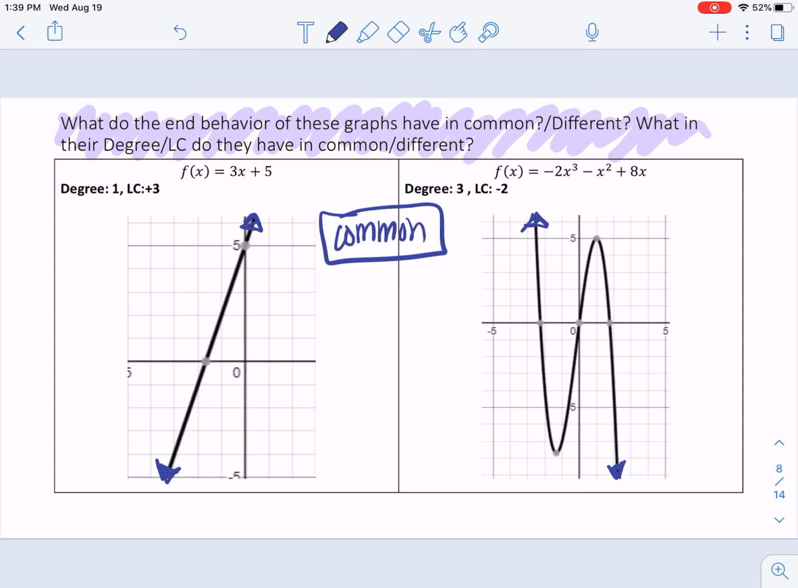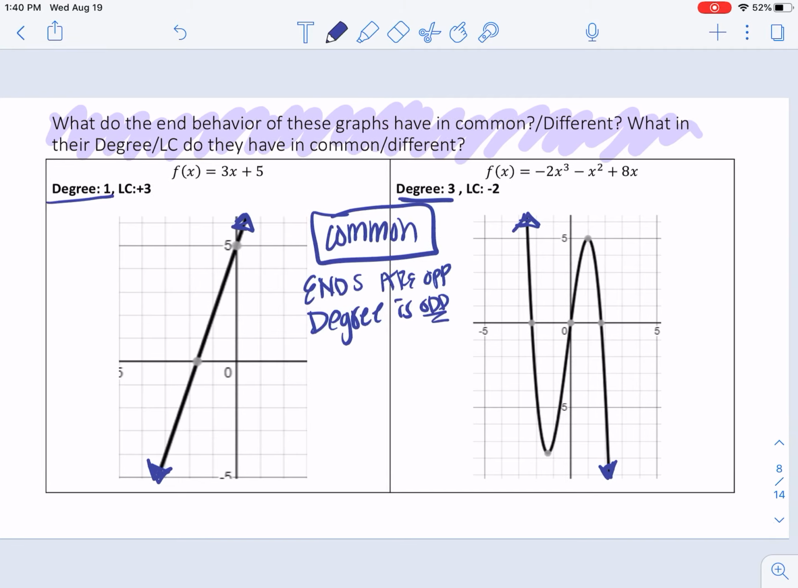Okay, so hopefully you're noticing that we're going to use the relationships we saw on the last slide. Common here is that the ends are opposite. What I mean by that is each of them has one end that goes up and one end that goes down. If we go back and look at that relationship of degree again, that is because the degree is odd. So degrees that are odd are going to have opposite sides. I like to come up with little things like that, but odd and opposite. So an odd one means that I have one end that goes up and one end that goes down.